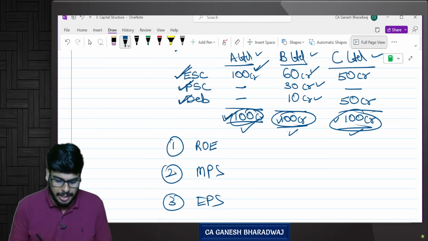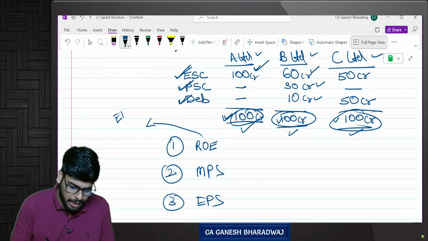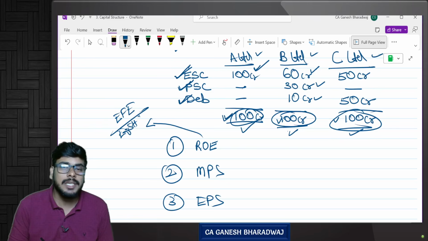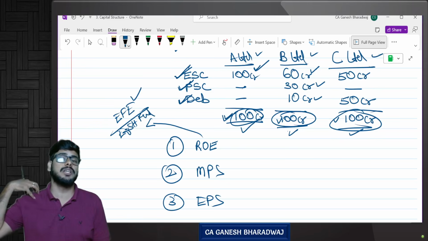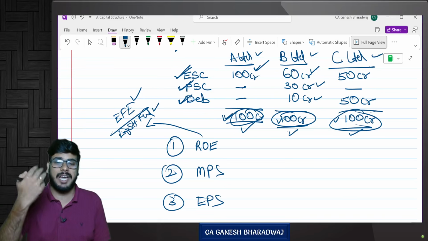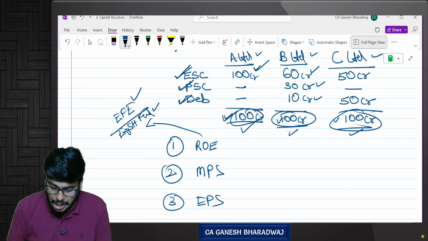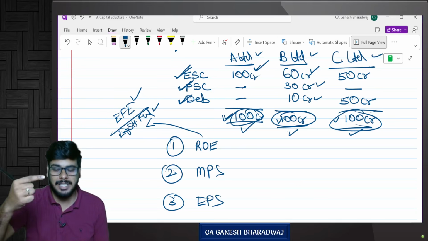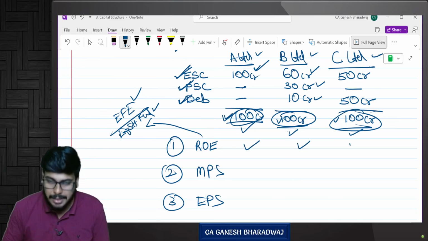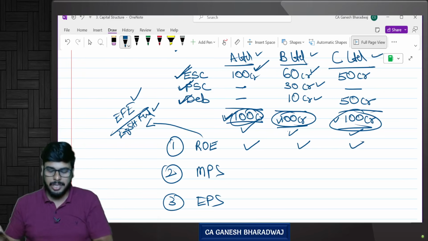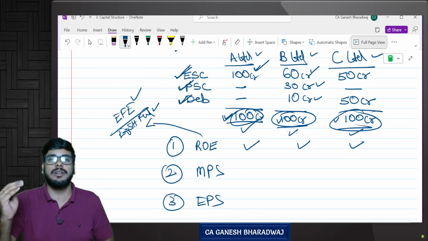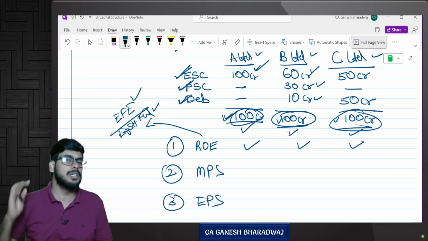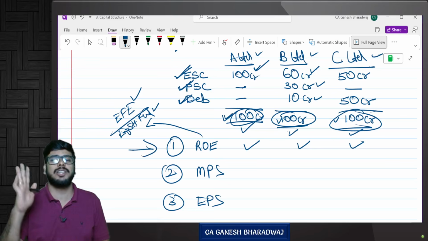Return on equity is nothing but earnings for equity shareholders divided by equity shareholders' funds. Correct? So basically, it is how much amount is earned by the equity shareholders divided by how much they have given you as capital. So if you are going by this method, for each of these three capital structures, calculate the return on equity and go for that alternative that gives you the maximum return on equity. That is called the return on equity approach.